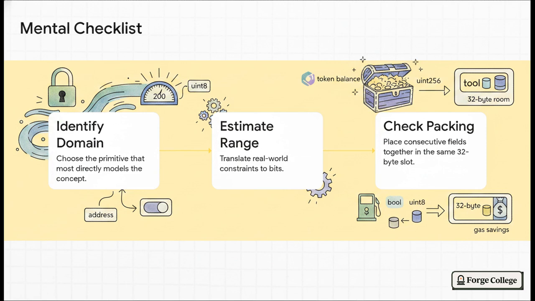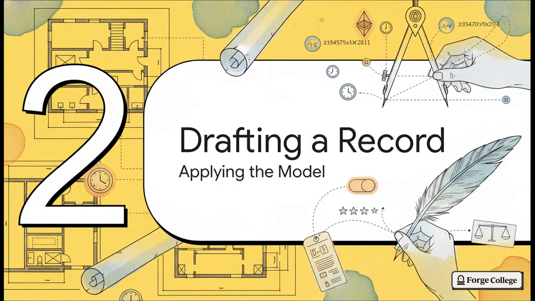And finally, step 3. Check packing opportunities. If you have several small variables like a bool and a uint8, stick them right next to each other in your code. The Solidity compiler is actually smart enough to pack them into the exact same 32-byte room, saving you precious gas. Moving right along to Section 2, drafting a membership record, where we put this model into practice.